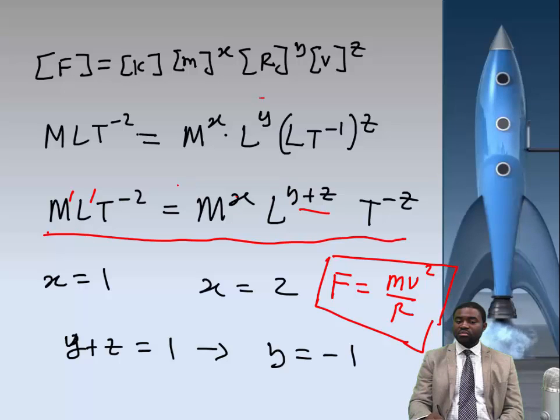For the right-hand side to be equal to the left-hand side, y plus z must be equal to 1. And the negative z must be equal to negative what? 2. You understand that, right? Because if we substitute those values in here, then the right-hand side will be equal to the left-hand side. Yeah, this is just a basic trick in algebra.